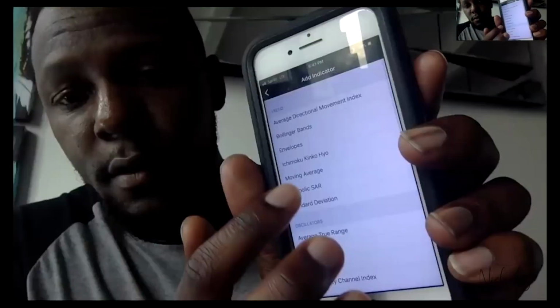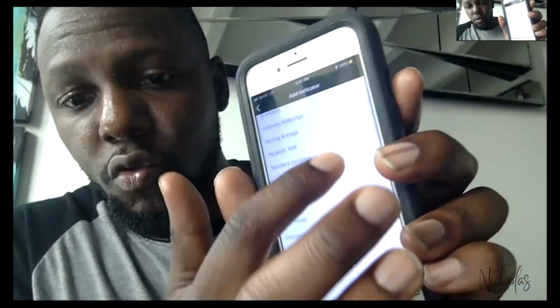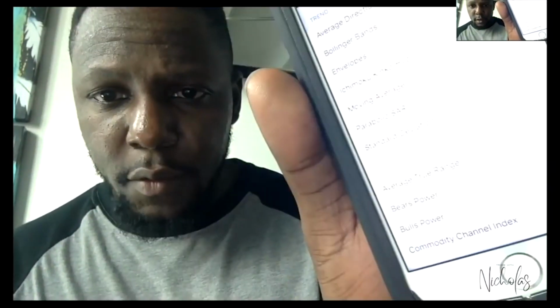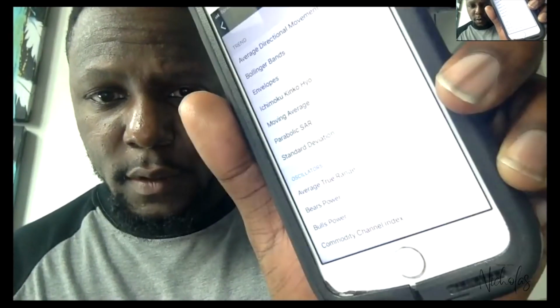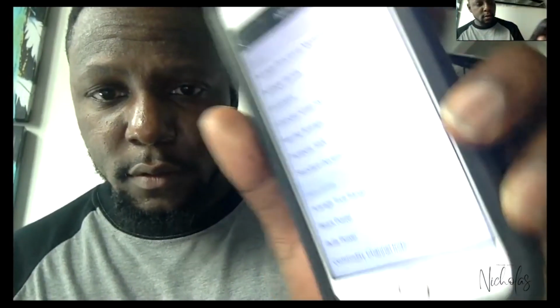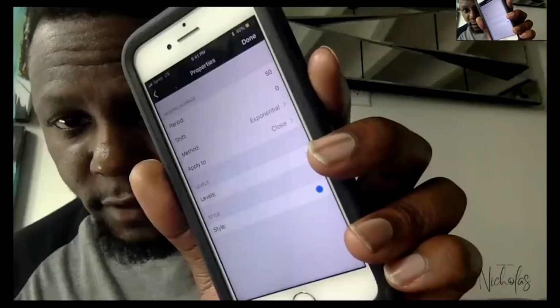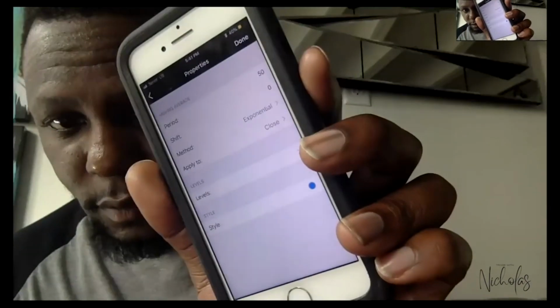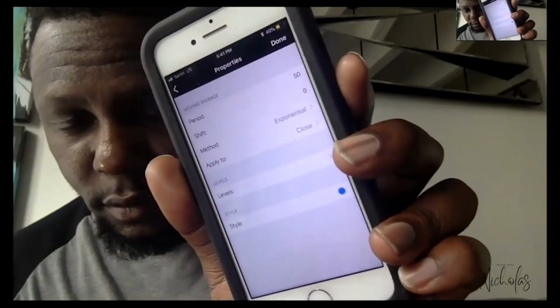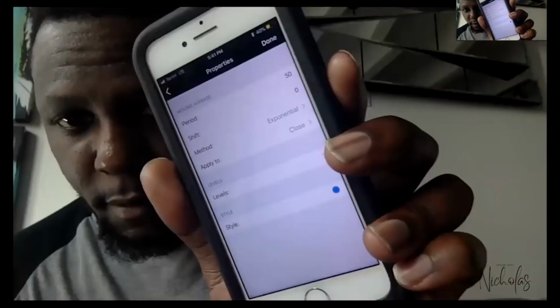Okay, we'll scroll down. Let me see if I can find it real quick. It's hard doing it backwards. You guys got me using both sides of my brain. So you see moving average? I'm going to click that. I'll click moving average. Then under period, I have one that says 50, and that's going to be exponential. Okay, I'm going to select that.